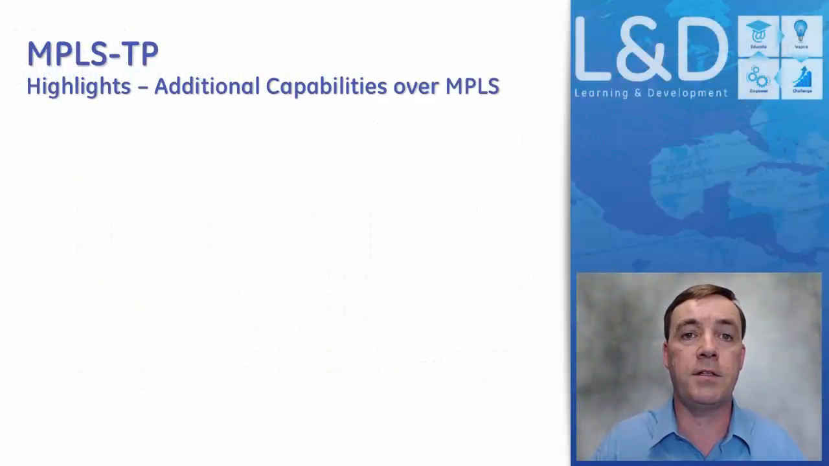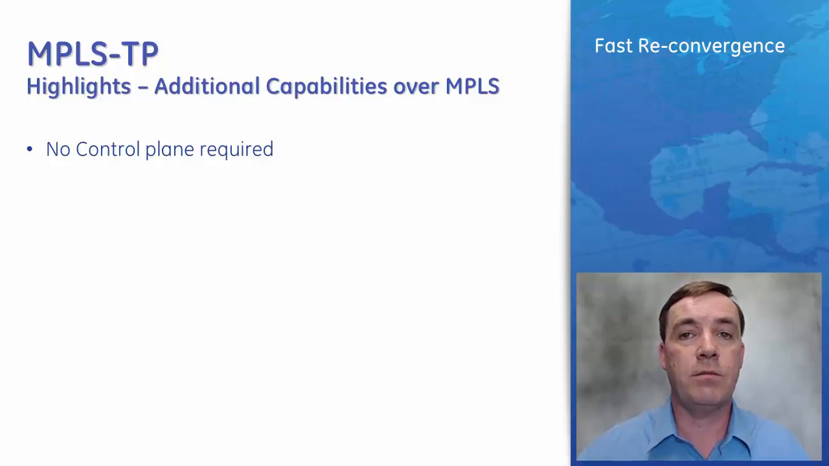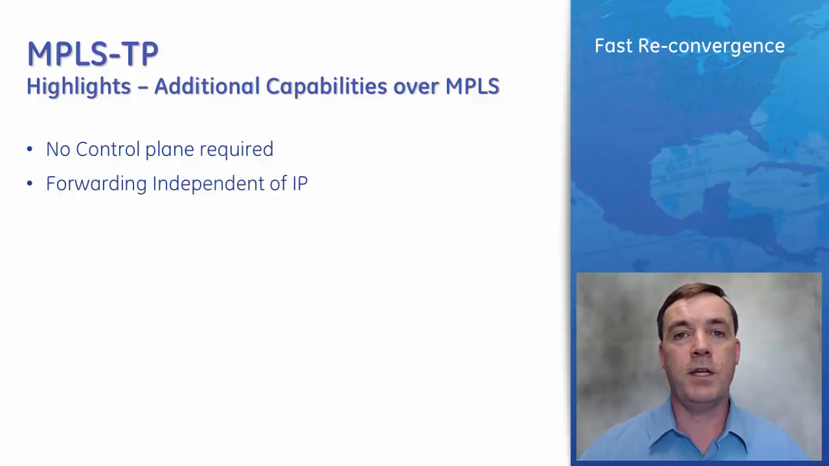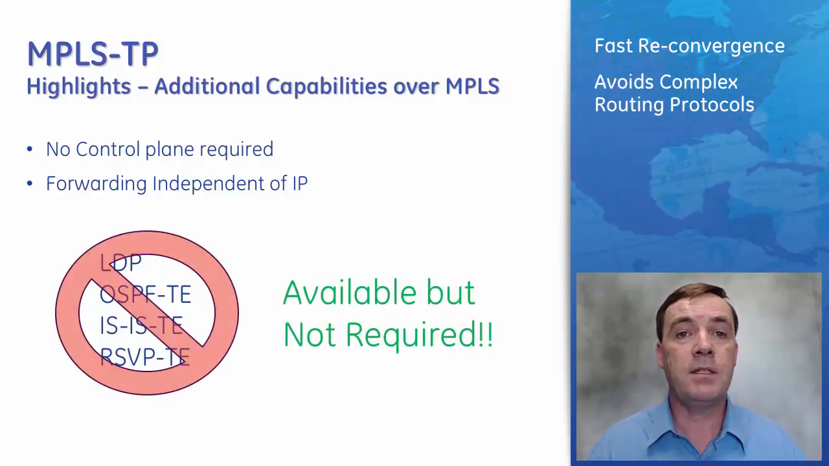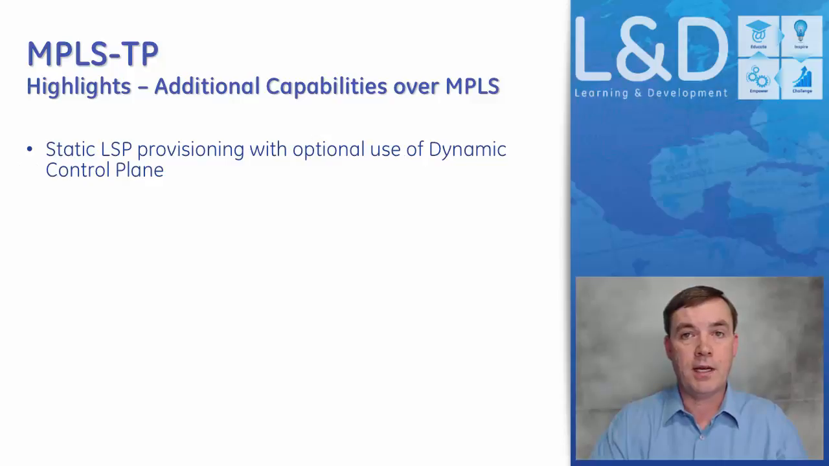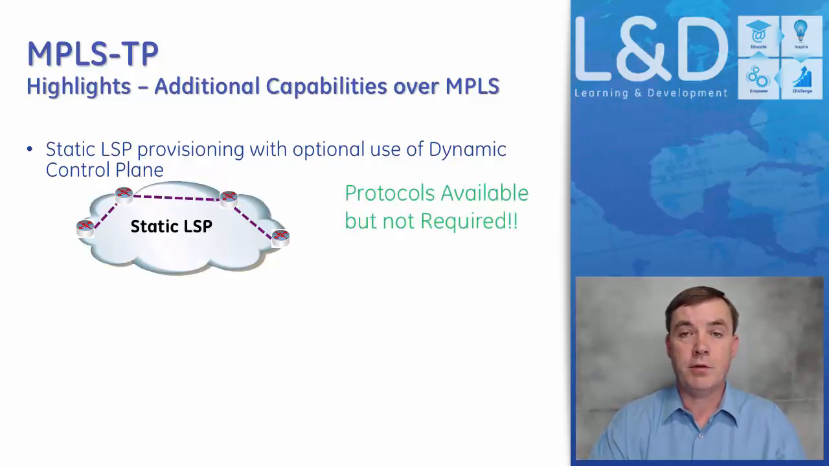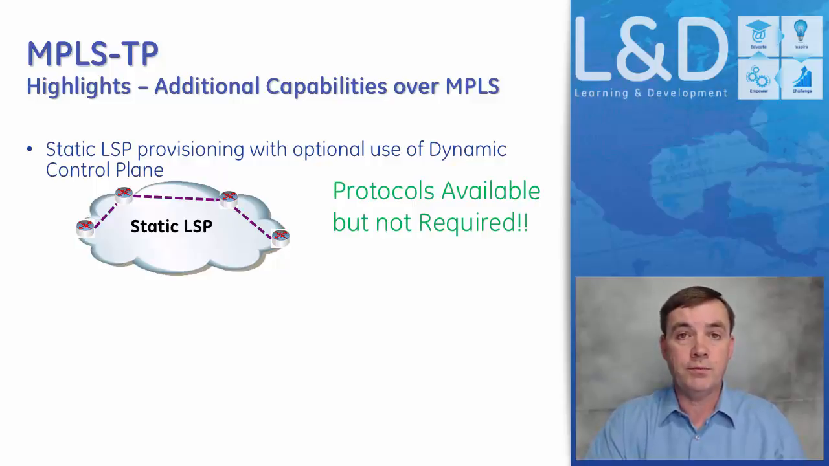Let's do a quick review of the highlights of additional capabilities of MPLS-TP over MPLS. There's no control plane required for MPLS-TP. This allows fast reconvergence. Forwarding of packets in MPLS-TP is independent of IP. It doesn't get involved with complex routing and control protocols. You don't have OSPF, ISIS, or RSVP in MPLS-TP. Static LSP provisioning and optional use of the dynamic control plane is available in MPLS-TP. So that means that you are required to be able to statically define LSPs, but you're allowed to use routing protocols if you really want to.